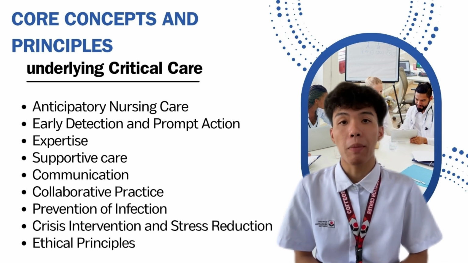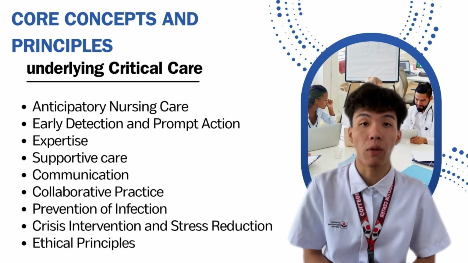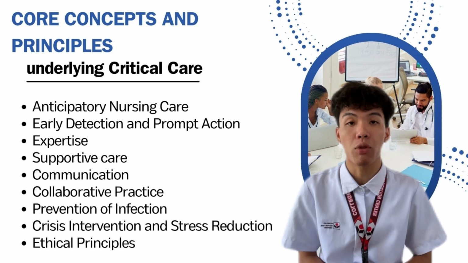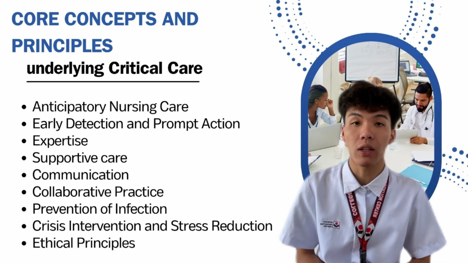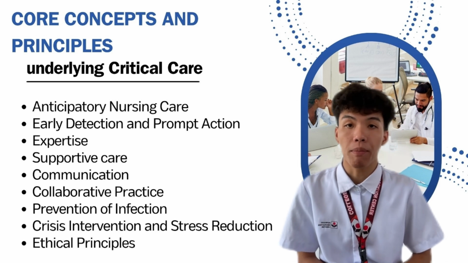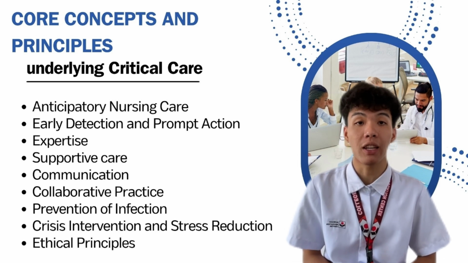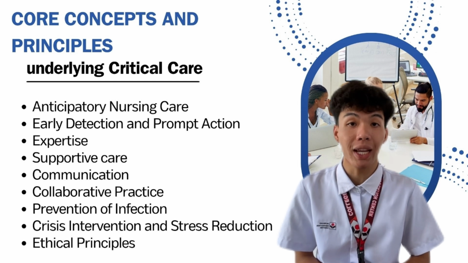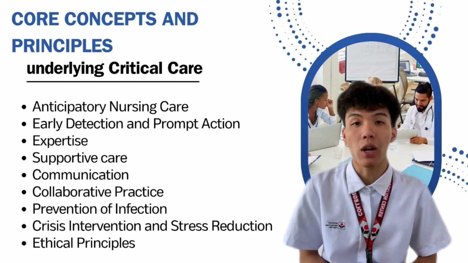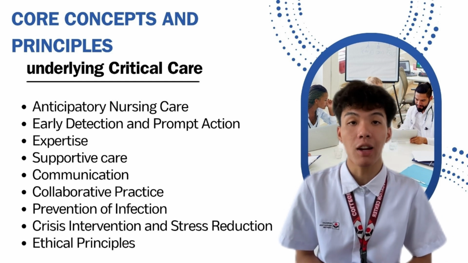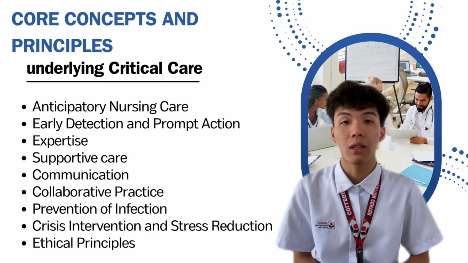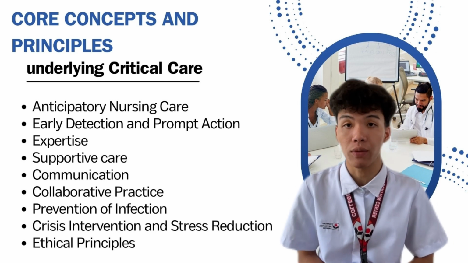For example, if a patient with heart failure is showing signs of fluid retention, a critical care nurse might anticipate the need for diuretics and monitor the patient's weight and electrolyte levels to prevent worsening heart failure. Number two, early detection and prompt action. Critical care nurses must identify signs of deterioration quickly and act promptly to prevent further complications. For example, noticing a drop in a patient's blood pressure and rapid heart rate, a nurse might quickly assess for possible shock and initiate treatment such as fluid resuscitation.